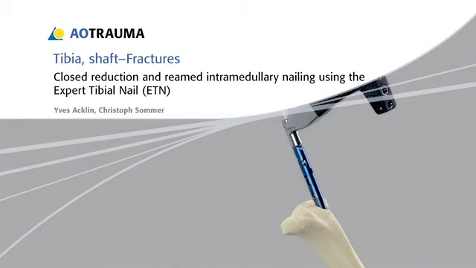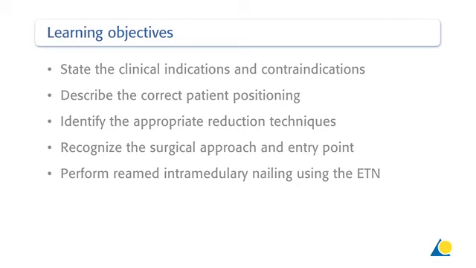In this presentation, the techniques for closed reduction and reamed intramedullary nailing of a tibia shaft fracture will be demonstrated using the Expert Tibial Nail, or ETN. Upon completion of this exercise, you should be able to state the clinical indications and contraindications, describe the correct patient positioning, identify the appropriate reduction techniques, recognize the surgical approach and entry point, and perform reamed intramedullary nailing using the ETN.